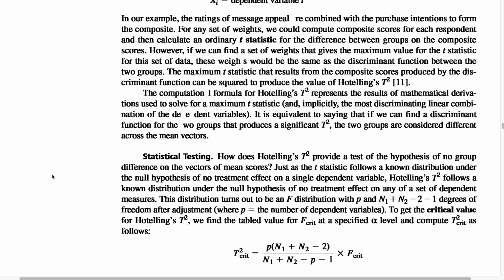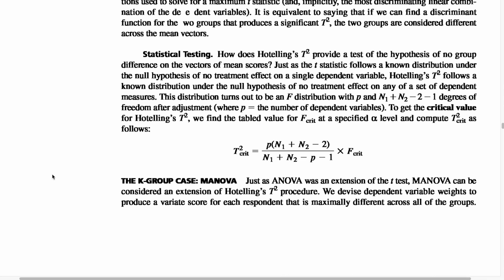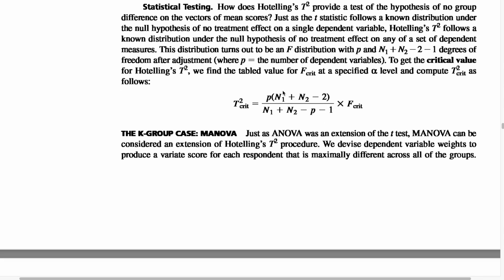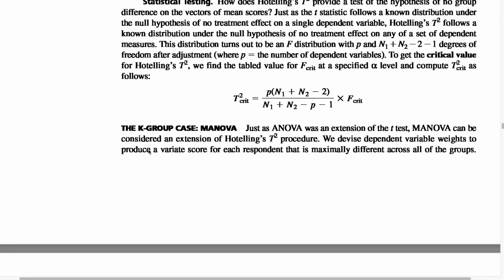To get the critical value for Hotelling's T square, we find the table value for F at a specified alpha and compute T2 critical as the following. T2 critical is equal to p times the bracket n1 plus n2 minus 2, over n1 plus n2 minus p minus 1, times F. This is the formula of T2 critical.